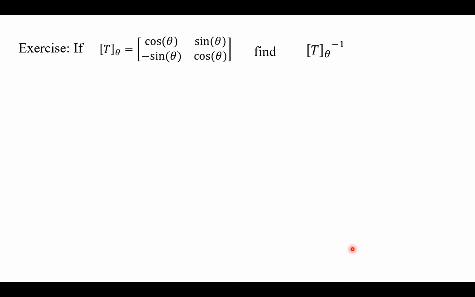So now that we know how to find the inverse, as an exercise, what would be the inverse of this transformation matrix? We don't need to take an inverse. We just concluded that the transpose is the same as the inverse for the transformation matrix. And for the transpose, the first row becomes the first column, and the second row becomes the second column. So you're swapping the rows and columns.